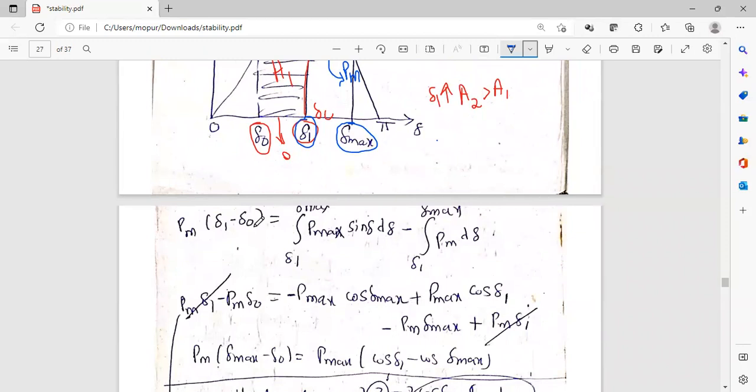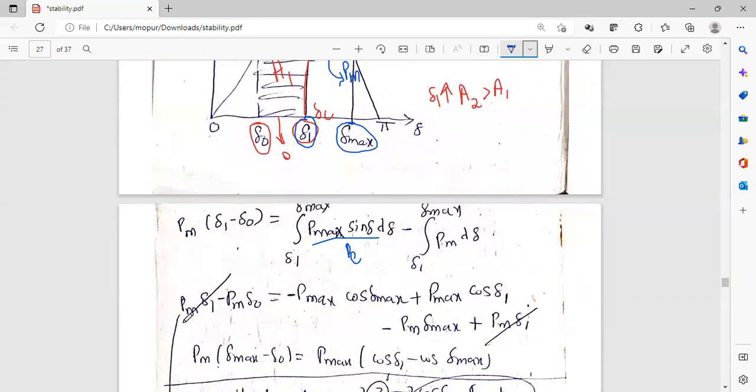See, PM into del 1 minus del naught is equals to integral del 1 to del max, P max sin del d del, minus integral del 1 to del max, PM d del. This P max sin del is PE.